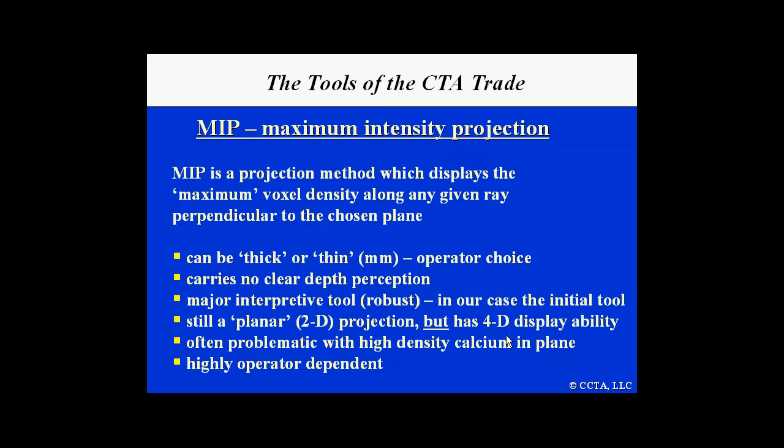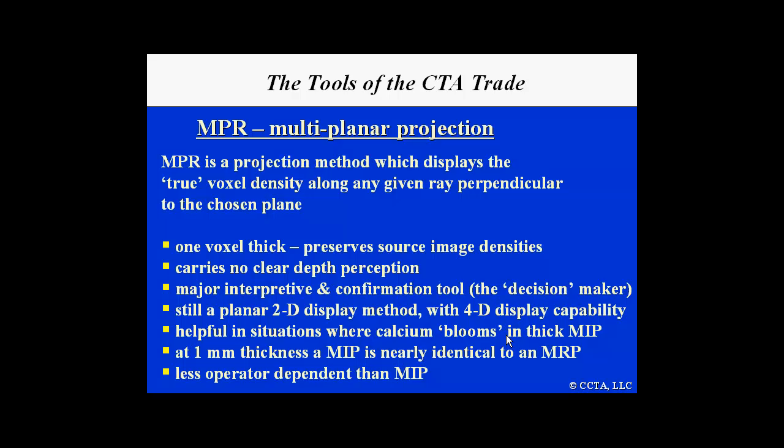It is still a planar 2D projection but has a 4D display capability. It often can be problematic when trying to assess a vessel with high-density calcium in the same plane, and it can be operator dependent. A multiplanar reformation, or an MPR, is a projection method which displays the true voxel density along any given ray perpendicular to the chosen plane.